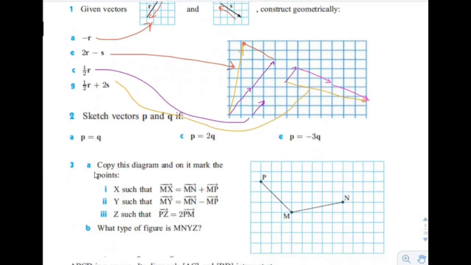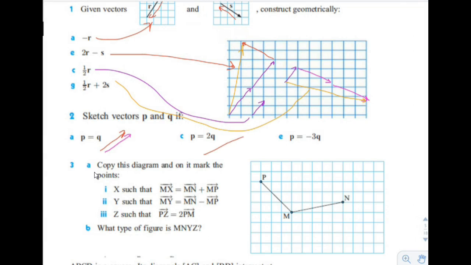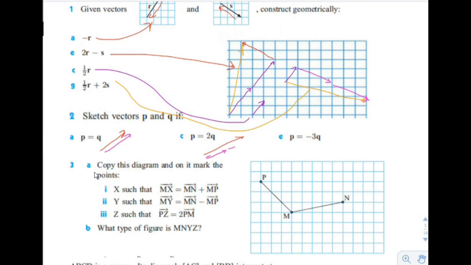Sketch vectors p and q if p is equal to q, if p is equal to 2q, and p is equal to negative 3q. So if p is equal to q, then that would be p, and this would be q. What if p is equal to 2q? Then I would have p, and q would be one of these.